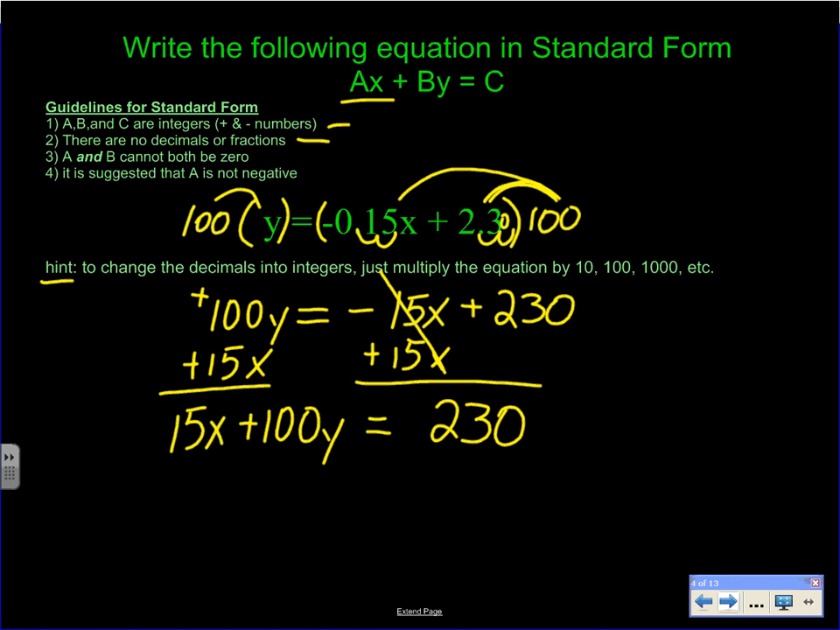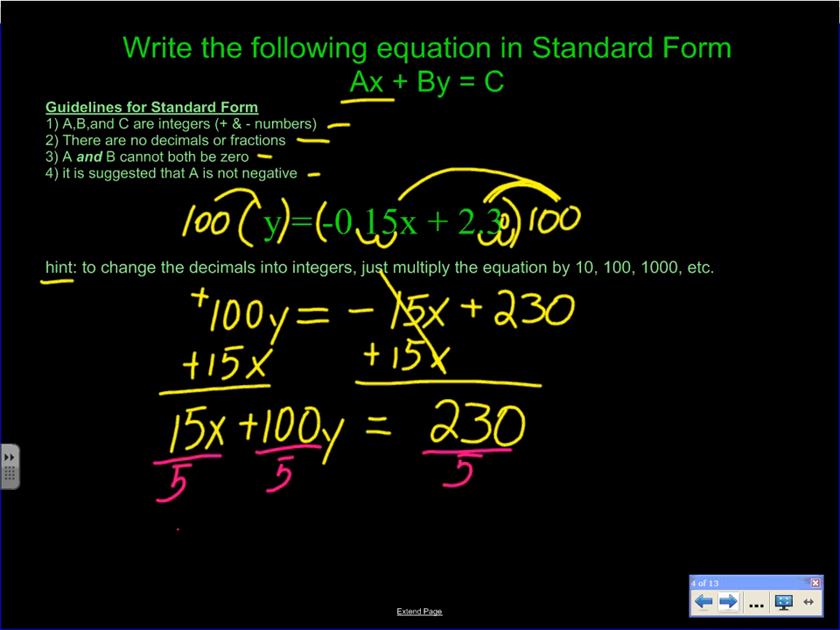So guideline number 1 is met. A and B both are not 0, and it suggested that A is not negative, and 15 is the letter A, and it's positive. One quick thing here, it looks like we can factor out a 5 out of everything. You should always look and see if you can factor out a number out of these numbers here.